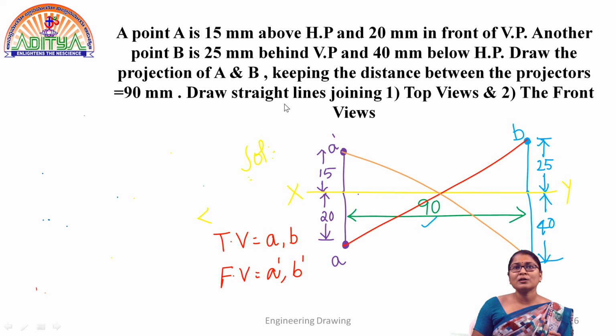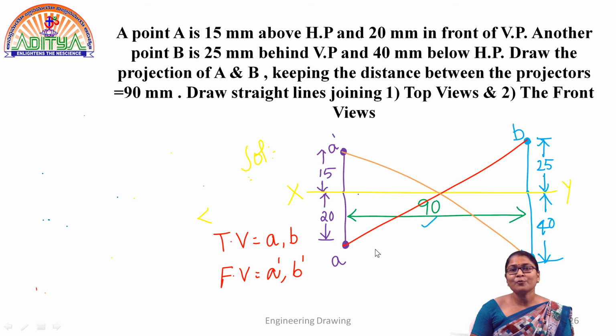Next he has asked to draw straight lines joining the top views and the front views. He just asked to join both the top views and front views of points A and B. Here TV is top view and FV is front view. The top views are A and B, and the front views are A dash and B dash. With the help of a scale, we need to join both the front views A dash B dash and the top views AB. So this is the solution for the given question.